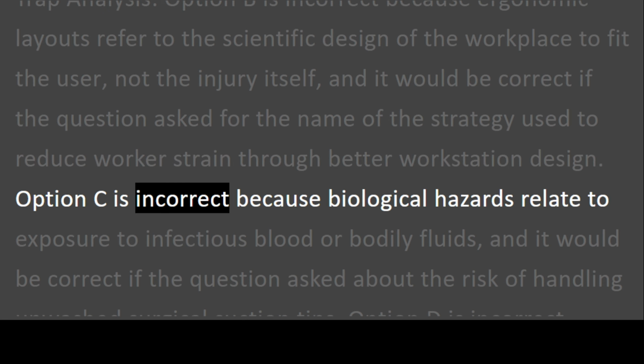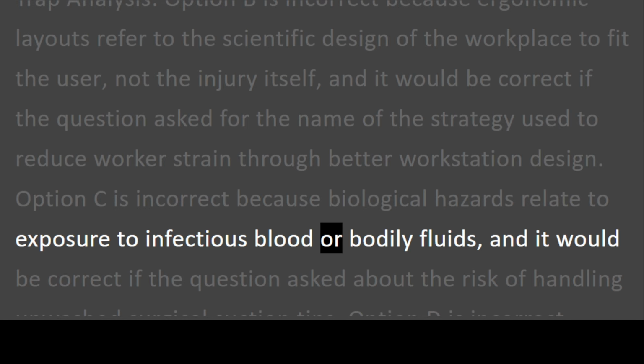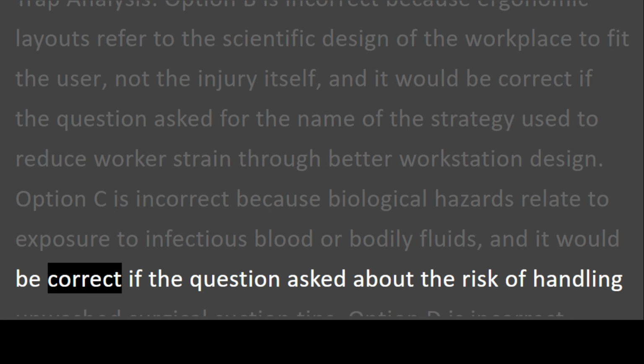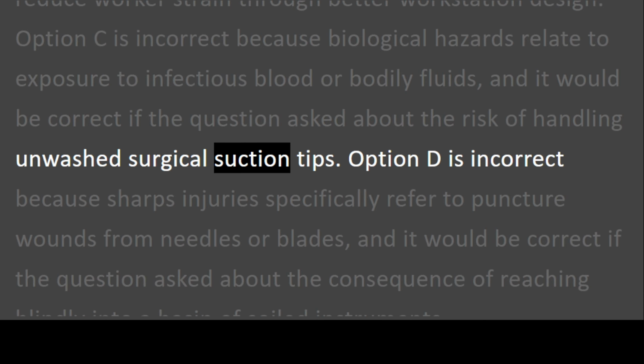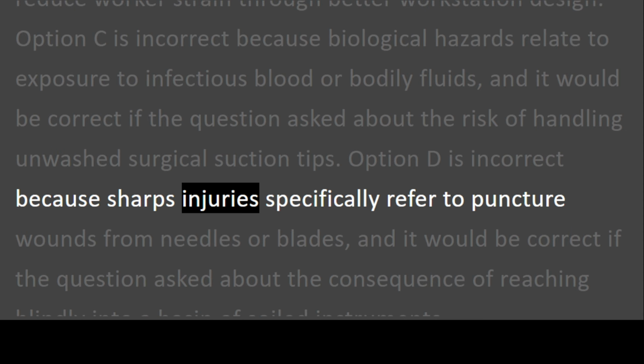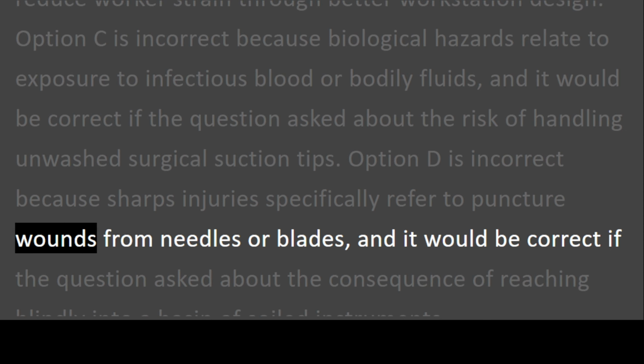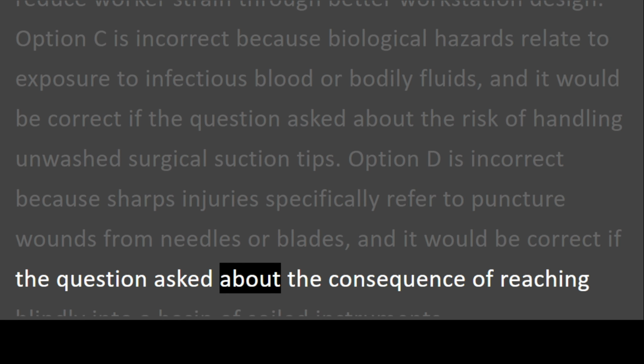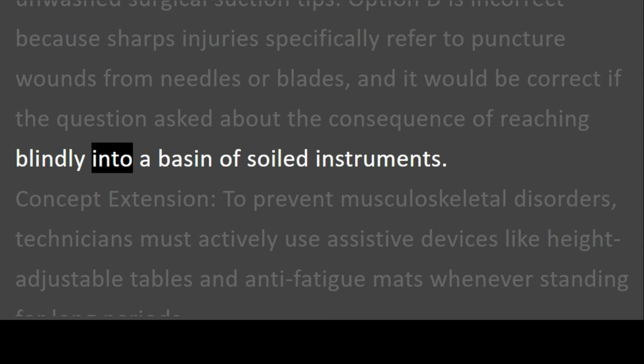Option C is incorrect because biological hazards relate to exposure to infectious blood or bodily fluids, and it would be correct if the question asked about the risk of handling unwashed surgical suction tips. Option D is incorrect because sharps injuries specifically refer to puncture wounds from needles or blades, and it would be correct if the question asked about the consequence of reaching blindly into a basin of soiled instruments.